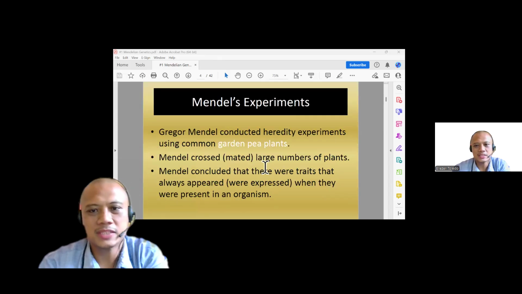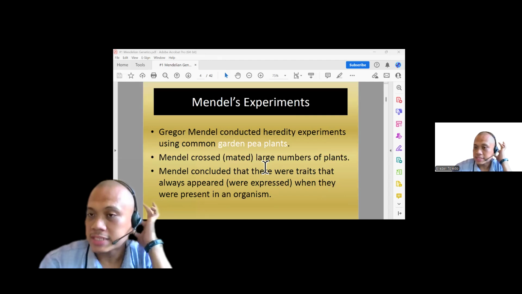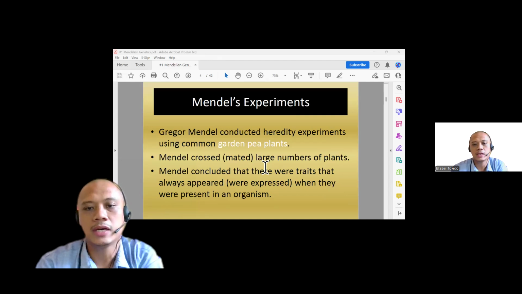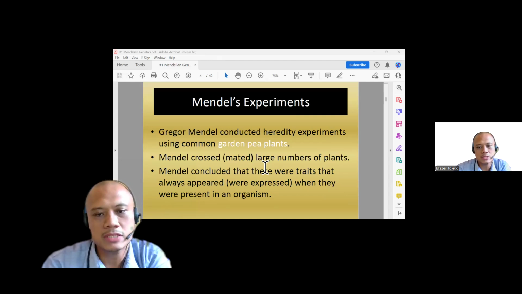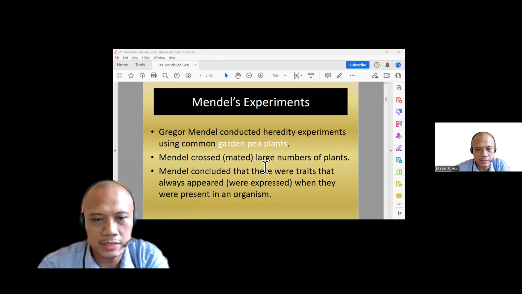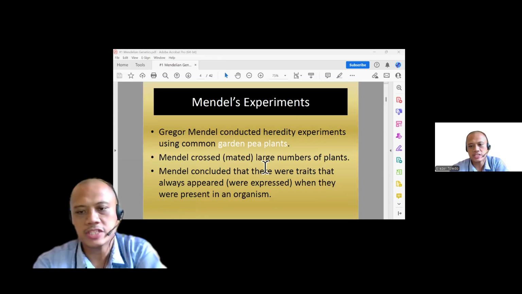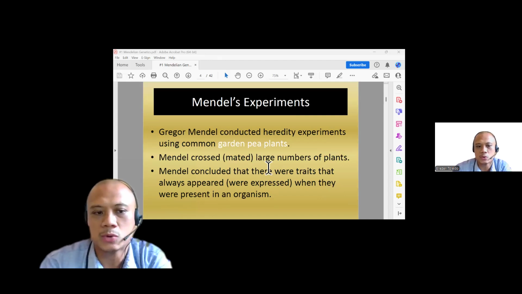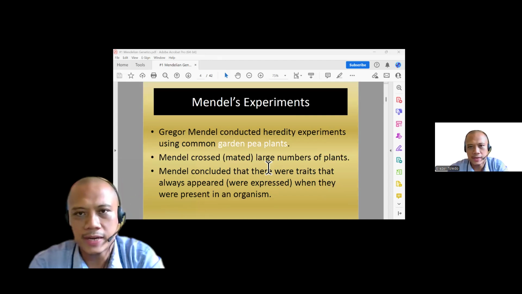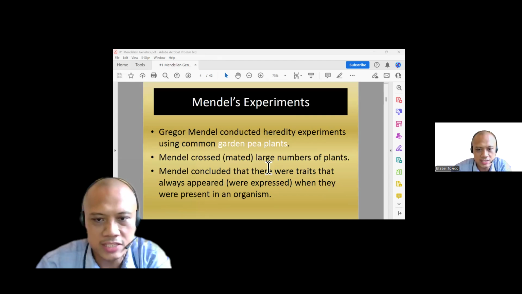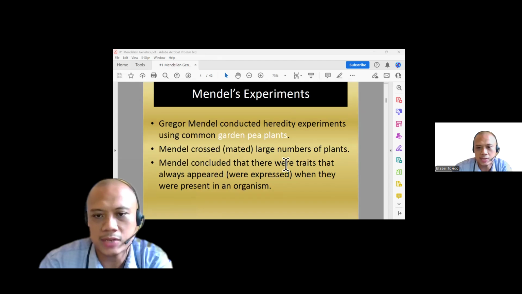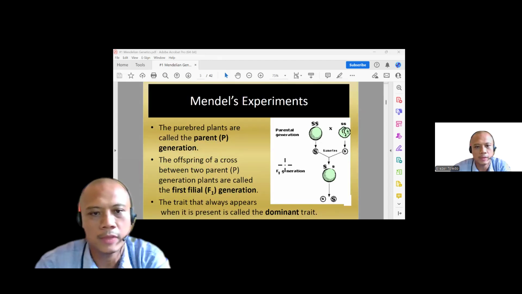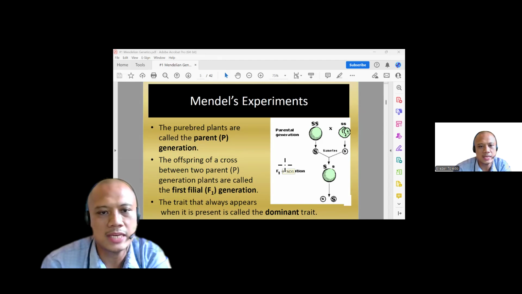Okay, Gregor Mendel conducted heredity experiments, and we're going to be defining heredity later on, using common garden pea plants. Mendel cross-mated large numbers of pea plants. Mendel concluded that there were traits that always appeared or were expressed when they were present in an organism. And how do we define that one? If that is expressed or present in an organism. Okay, so this is what he did.